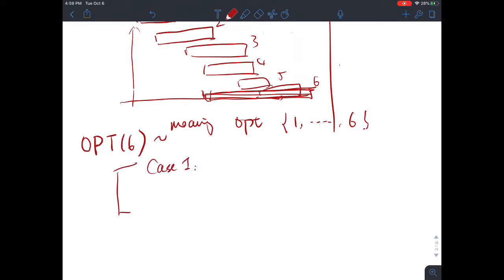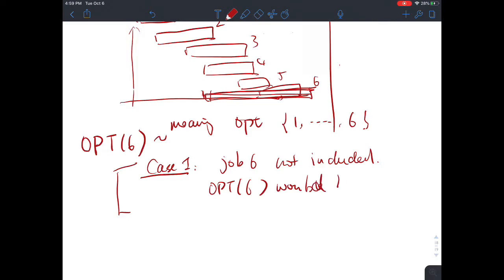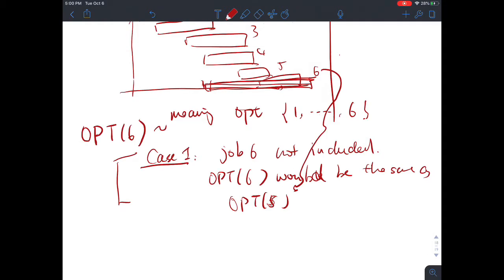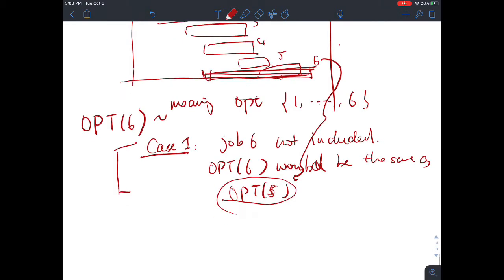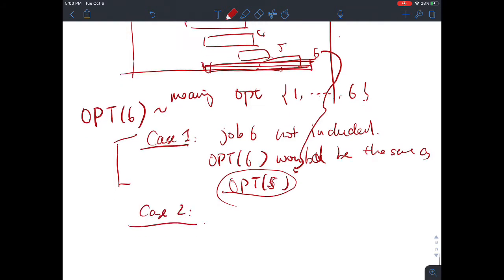I only have two cases. Case 1 is that job 6 is not included. If I know it's case 1, then OPT(6) would be the same as OPT(5), because job 6 is not included. If I find the optimal solution for the first 5 jobs, together with the fact that the 6th job is not included, then whatever is optimal for the first 5 jobs is the optimal solution for the 6th.